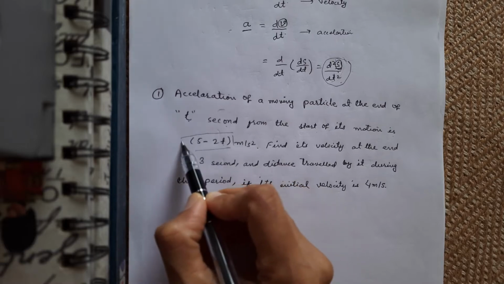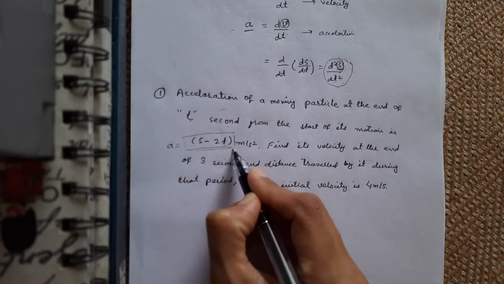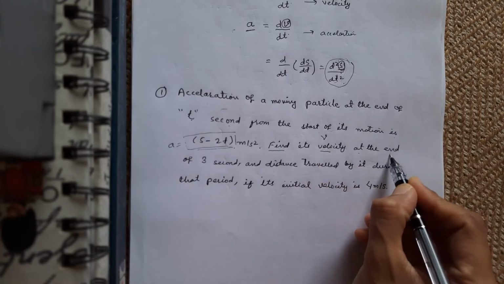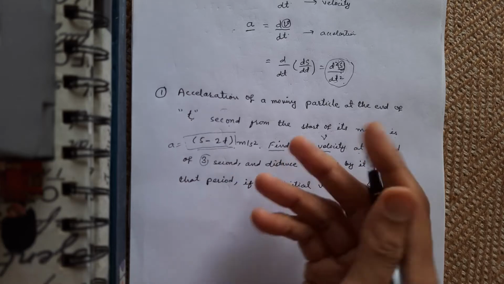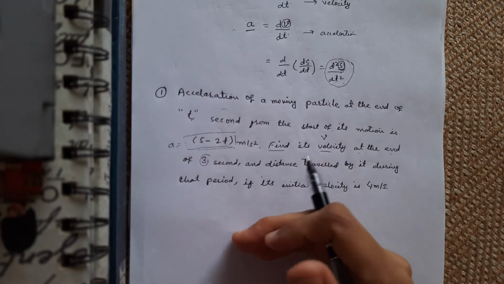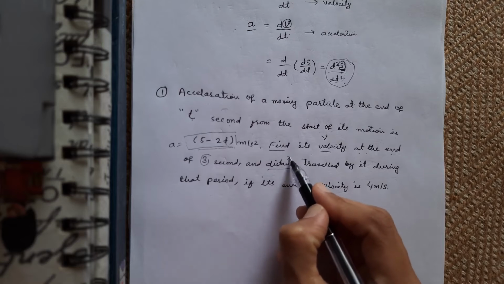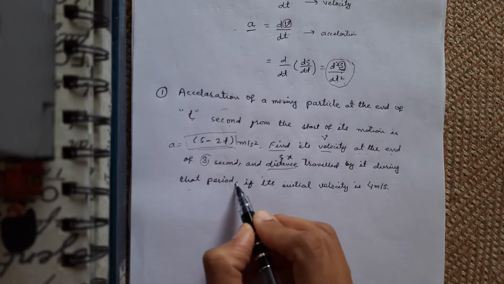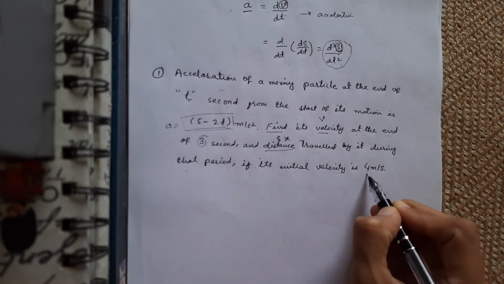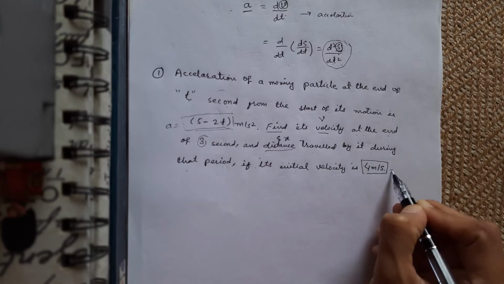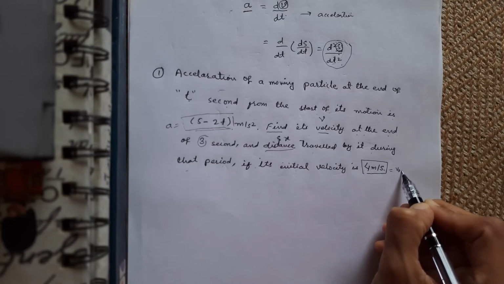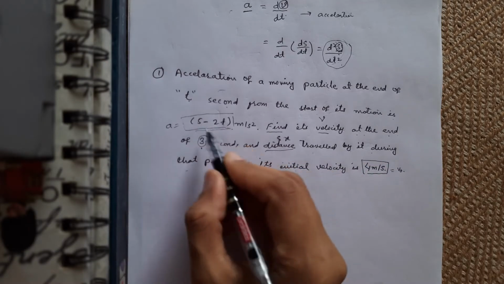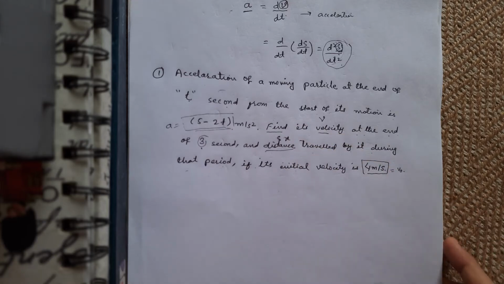So this acceleration is given to you, a is given to you, and they want you to find its velocity v, and at the end of 3 seconds, what will be the velocity at the end of 3 seconds, and distance s or x traveled by it during that period, if its initial velocity is 4 meter per second. So this initial velocity v0 is given to you, and at the end of 3 seconds we need to find out the velocity. What will be the velocity?